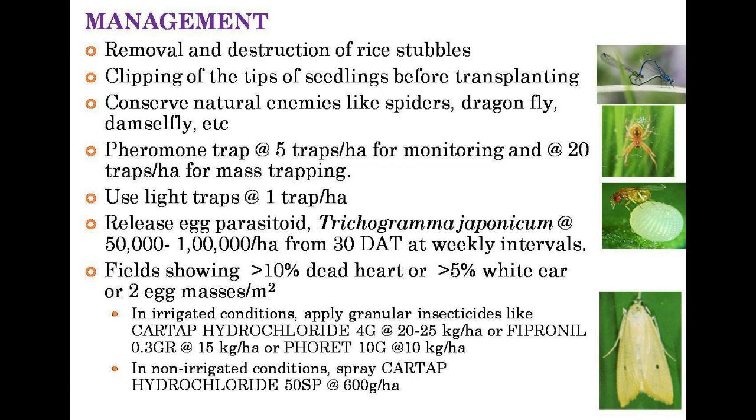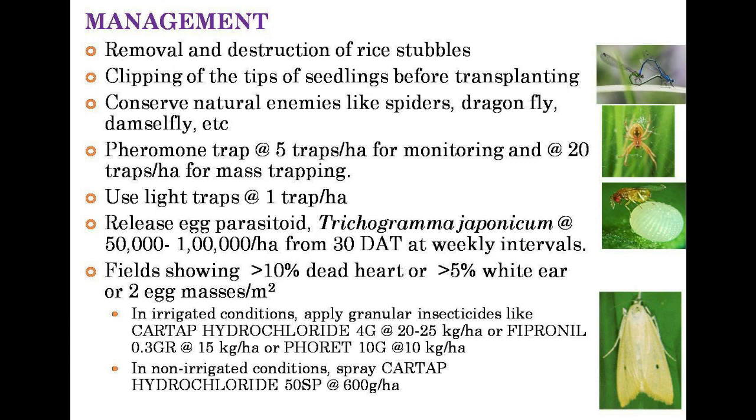And what you are seeing over here are very important natural enemies like damselflies and different species of spiders, who act as predators of this pest. So those are to be conserved. And a pheromone trap against this pest is already developed. It can be applied at the rate of 5 traps per hectare for monitoring and 20 traps per hectare for mass trapping. One can also use the live trap, by the way.